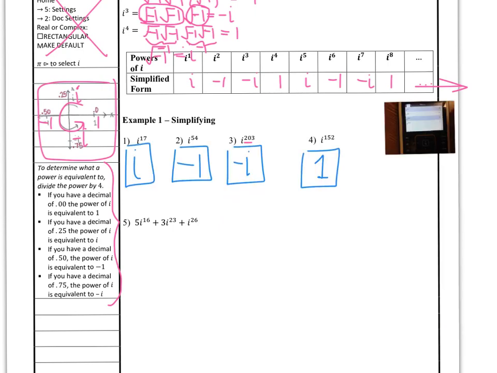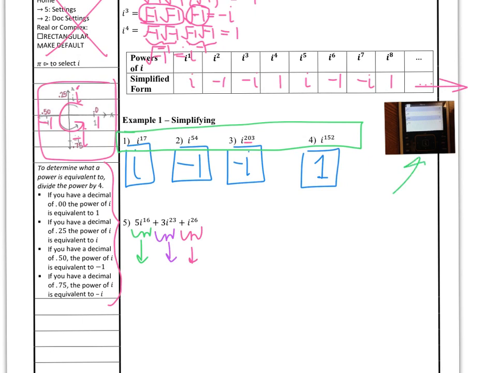For number 5, this could show up as a little short answer question for you, and you've got to be able to show your work. These first 4 are very simplistic. You just type them into the calculator. There's nothing more to show. However, this one you want to break down into each individual piece. We're going to first find out what 5i to the 16th is, find out what 3i to the 23rd is, and then find out what i to the 26th is. I could show you this again in the calculator, but if you want to watch the calculator steps, you can just rewind to that video.